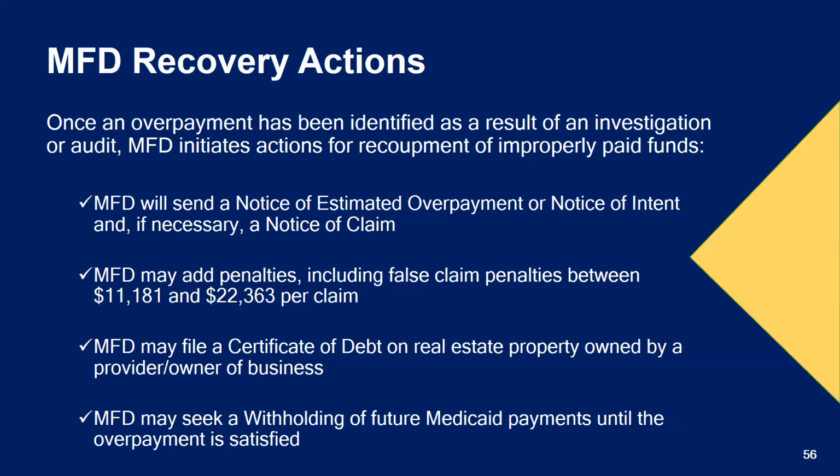notice of claim. And in addition, MFD may add penalties, including false claim penalties that can range between $11,000 and $22,000 per claim. And MFD may also file a certificate of debt on real estate property owned by a provider or business owner. And MFD may seek a withholding of future Medicaid payments until the overpayment is satisfied. So that just gives an overview of the various actions that MFD has in their toolbox to pursue those overpayments.